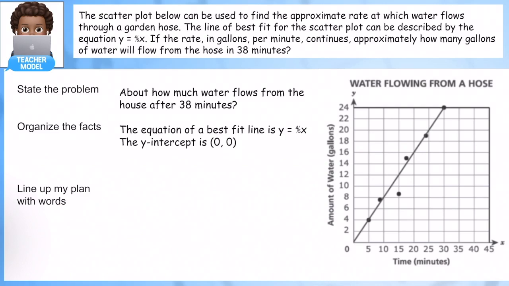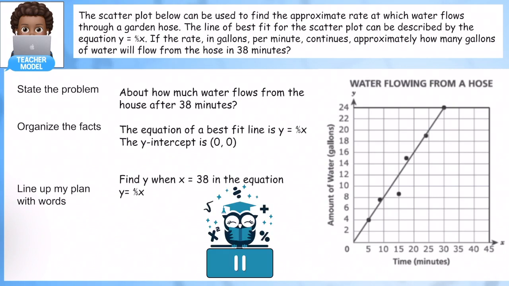So we don't see a b in that equation. It just looks like a regular rate problem. But it just means our intercept, our b, would be just plus 0. So here's our plan. We're going to find y when x is equal to 38 by just plugging it right into the formula. Y equals 4/5 x. So hit pause so you can jot this down. It's super short and we'll jump right in.